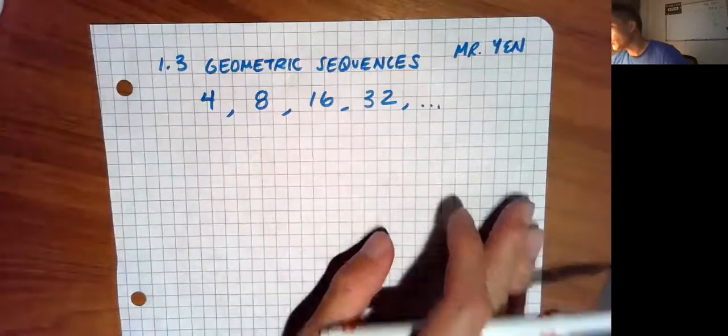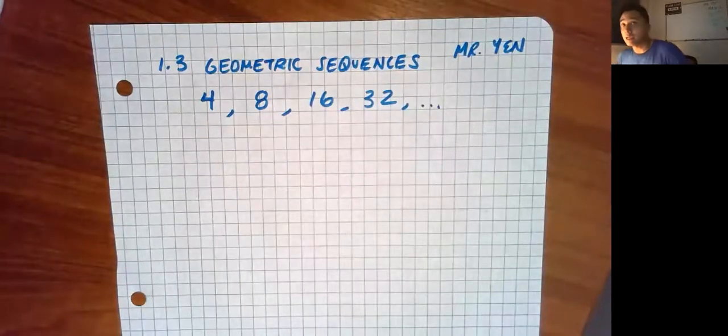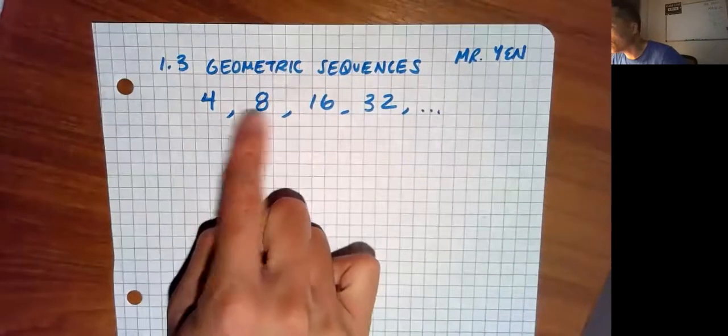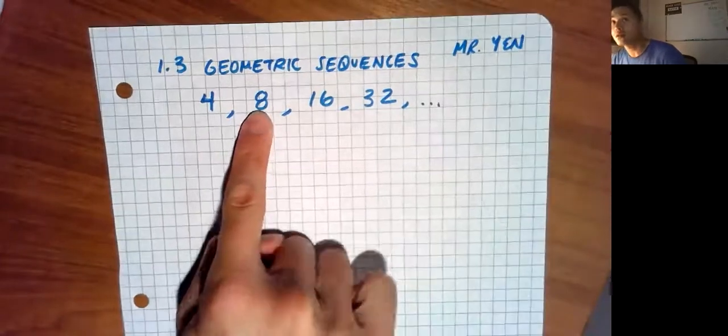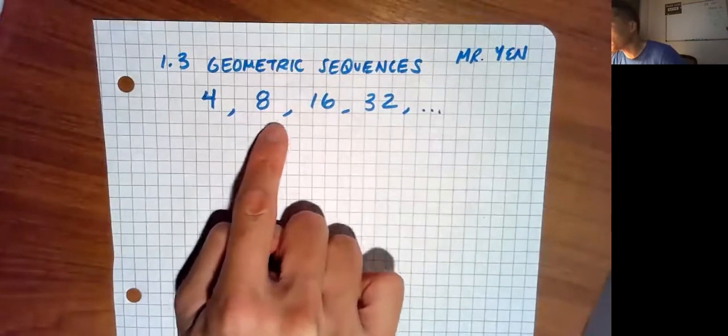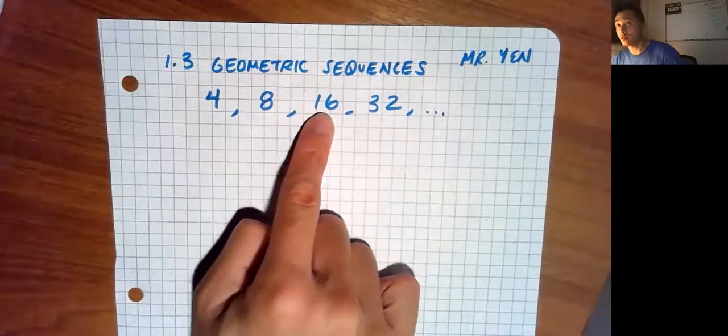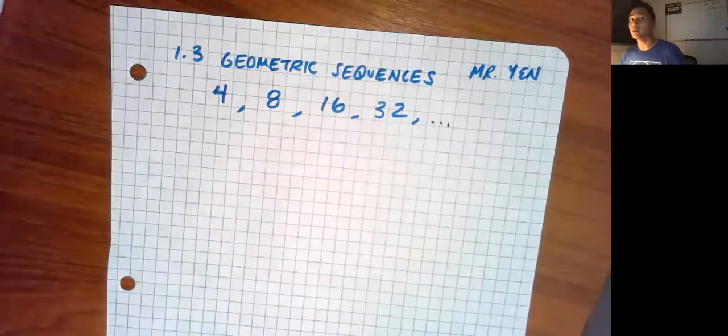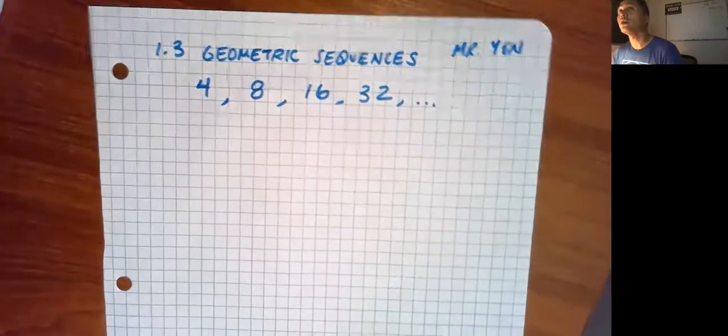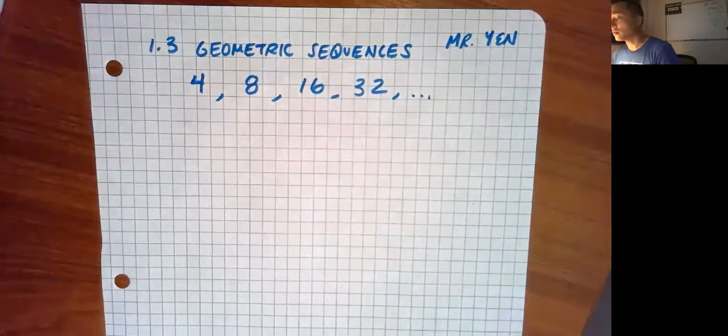Usually the first thing that I try to do is figure out, are we adding by the same amount each time? Well, to get from 4 to 8, we're adding 4. So if I continue that pattern, 8 plus 4 would be 12, not 16, so that doesn't work. So we're not adding by the same number every time. There is no common difference. So let's try a different operation.